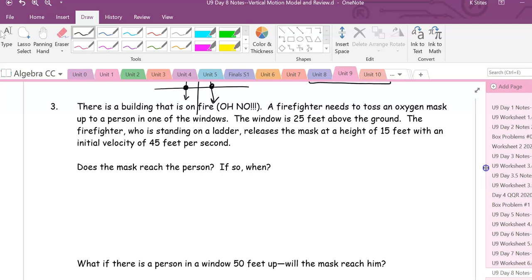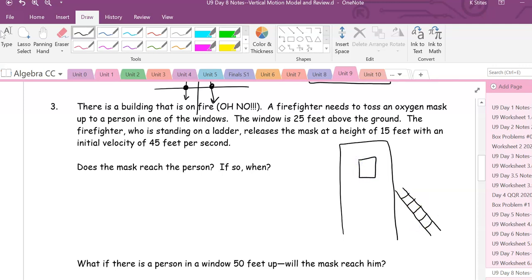If so, when? Okay, this is another one where people struggle with figuring out where the starting height is and where the ending height is. So here's a little picture. Okay, so there is a person in a window.